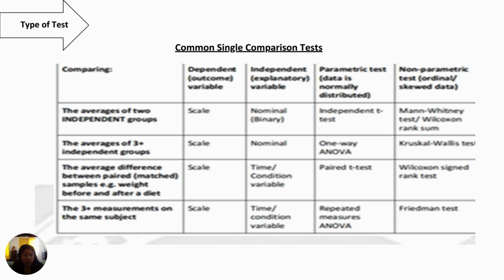Now, if we are to compare three or more repeated measurements on the same subject, okay, so the parametric test to be used is the repeated measures ANOVA, and the non-parametric test to be used is the Friedman test. Okay.